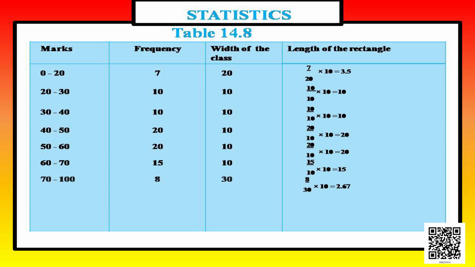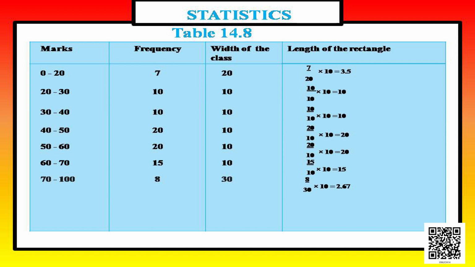Now, according to this we change the frequency for this graph, and that column is marked as length of the rectangle. The calculation is such, we have to write the frequency on top, that will be divided by the class width, that is 20, and that will be multiplied by 10, which is the common width for all of them. So, the result is 3.5.